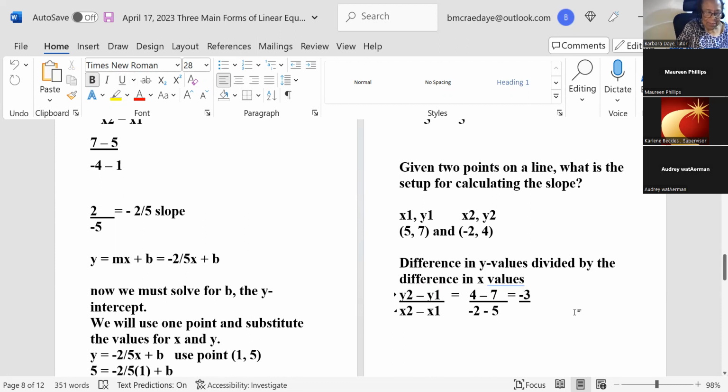Like signs you add, so what is that, Audrey? -2 and a -5 is what? Audrey? -7. Minus, give minus. So minus over minus is plus, right? So -3 over -7 just gives you 3/7. And that's your slope. 3/7. Got it?